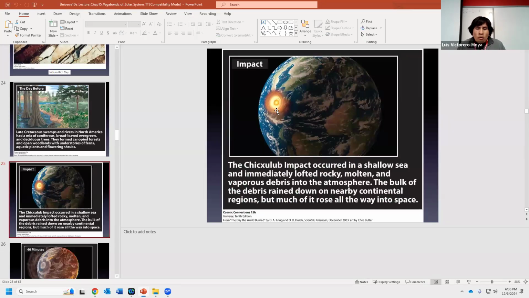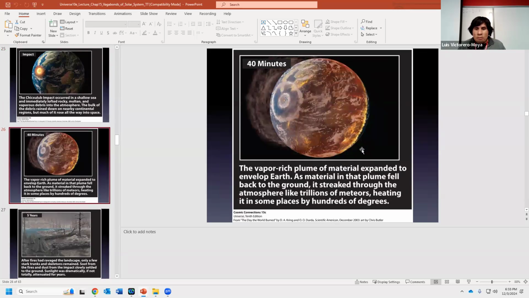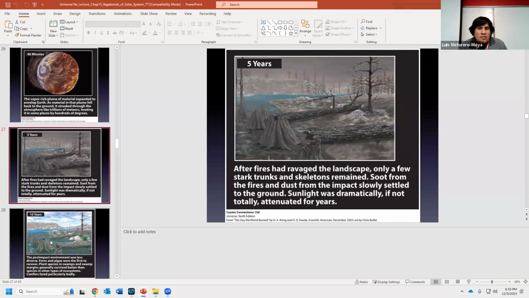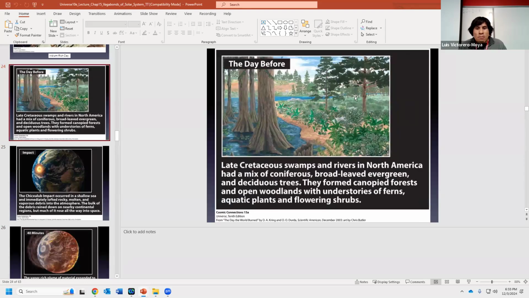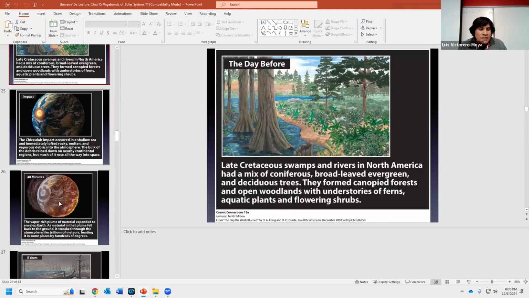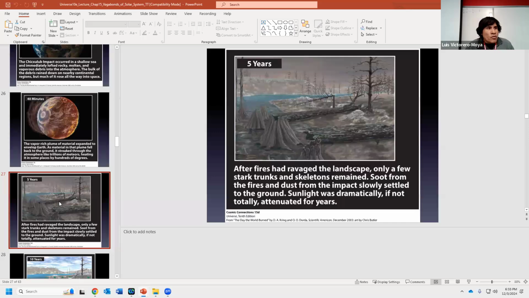So all of this dust and material eventually covered the planet. After 40 minutes, this is what happens. Of course, it covers the sun. So what do you have if you don't have sunlight? You have sort of like an ice age. So all the life that was on the planet, all the rivers, the plants, the dinosaurs, they start to die because of lack of sunlight. Then the amount of oxygen is also going to be affected.